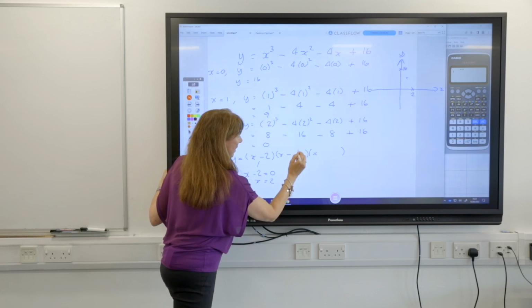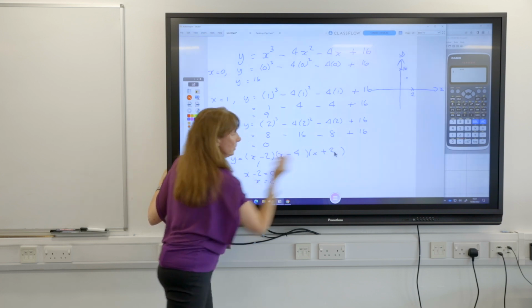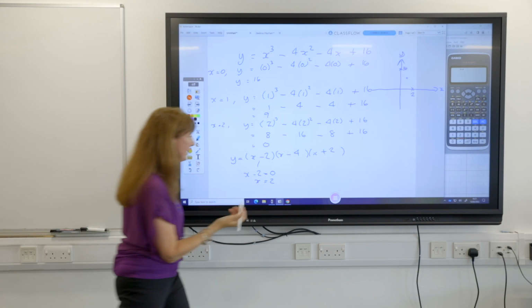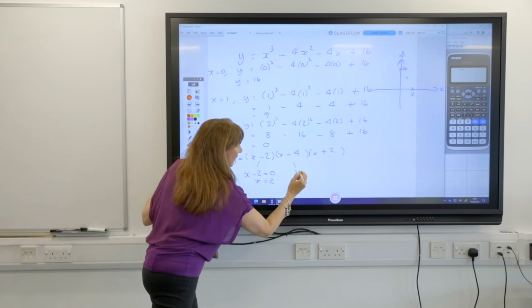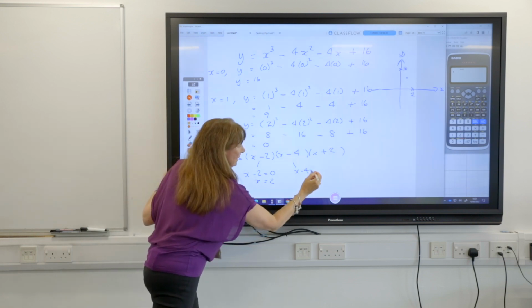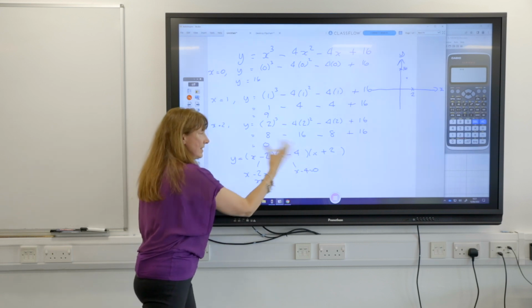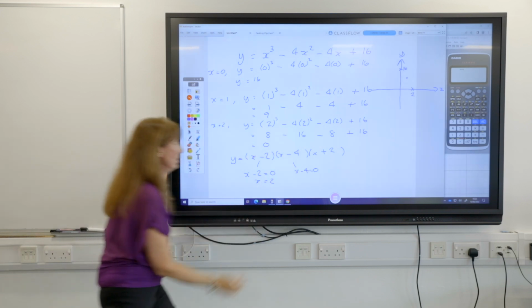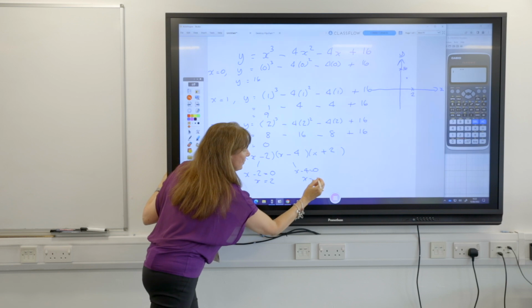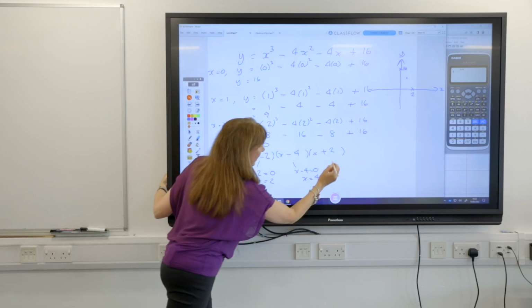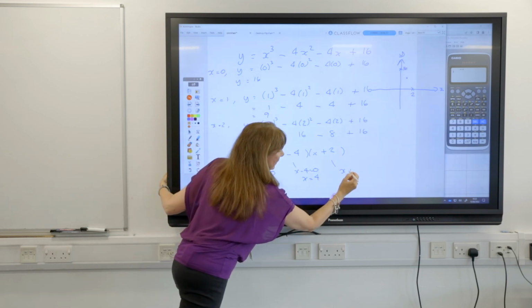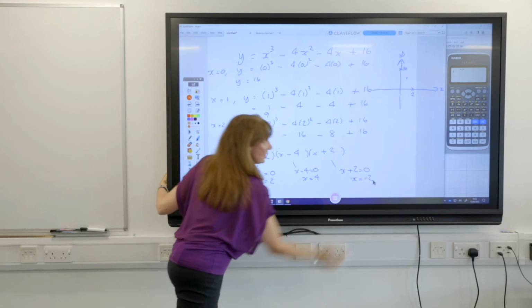So it's actually x minus 4 and x plus 2. So that is giving us our roots: when x minus 4 equals 0, because anything times 0 is 0, it means our other root must be at 4, and our final root is when x plus 2 equals 0, so x is minus 2.